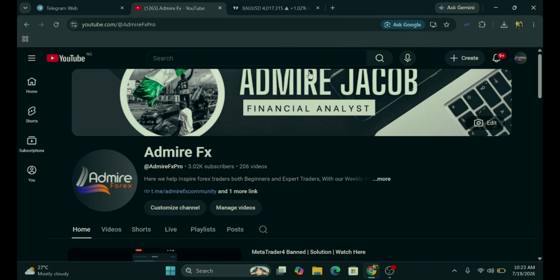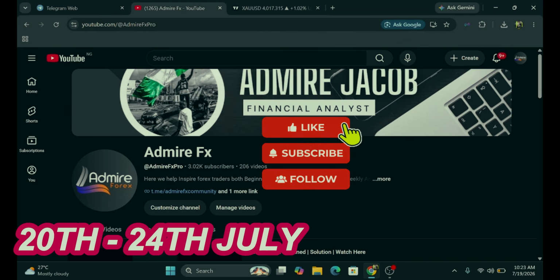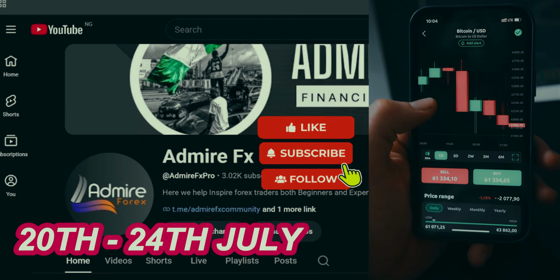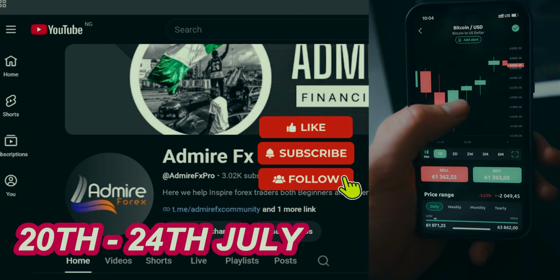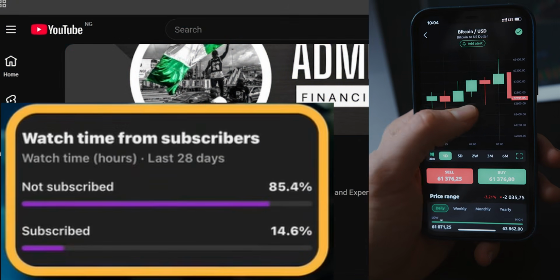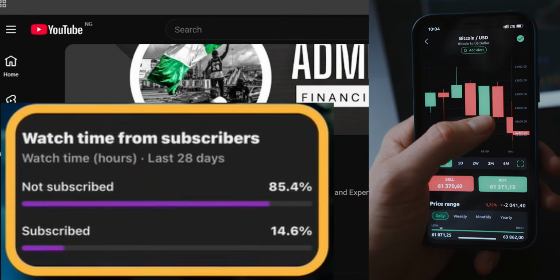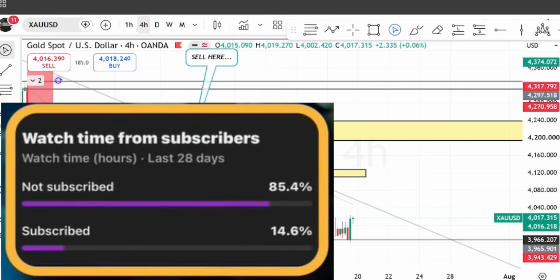Welcome back to our usual weekly market forecast. So this is our usual weekly market forecast for the week of the 20th to the 24th of July, which is the fourth trading week for the month of July. So without further ado, let's dive into the business of the day.